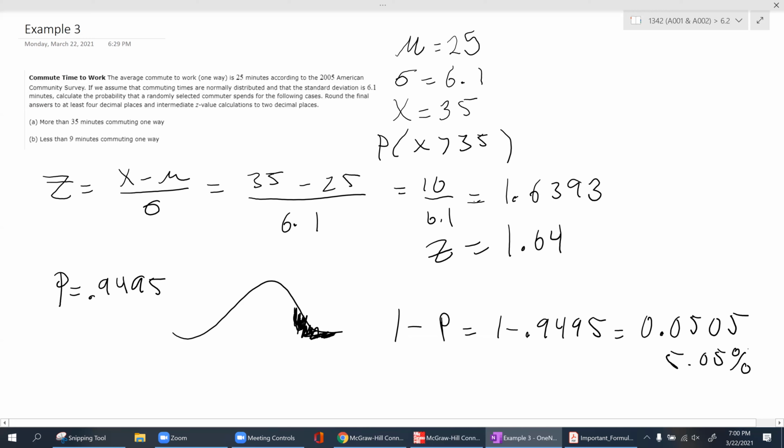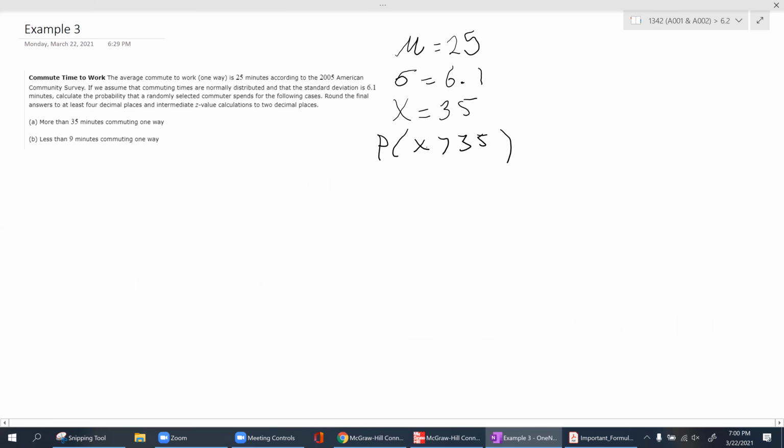And then you would go ahead and do the same thing. You're asking a different question, less than 9 minutes commuting one way, meaning you would do this all over again, but your x value is going to be 9, and you're going to look for x less than 9. So that's how you would approach those.